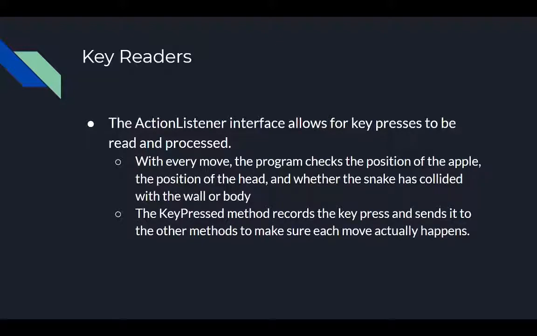I also had to do a little bit of research into key readers, which were very interesting because the way they work is that you have to put the key pressed into a specific object and use that to determine the outcome within the frame. And every time you press the key, it has to go through 5 or 6 different methods just to make sure that the key pressed resulted in something that was supposed to happen. And one of the big ones is checking that the position of the head is not on a wall or the body, or if the head gets to an apple, then it needs to add the extra dot at the end.